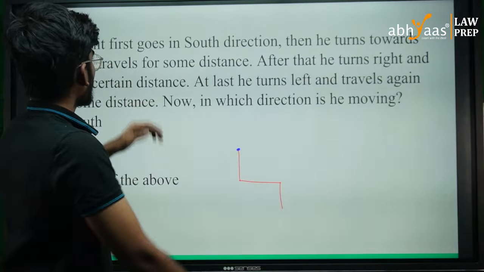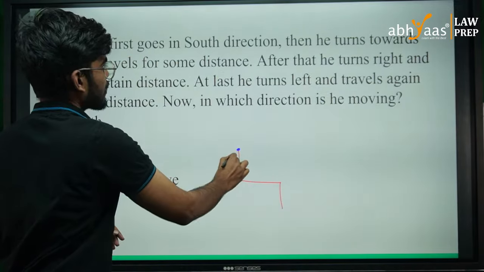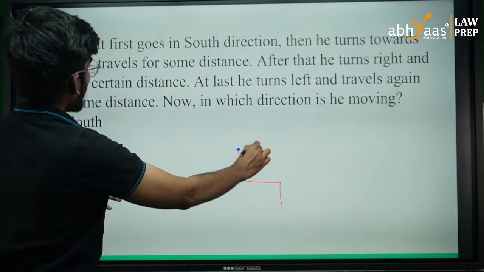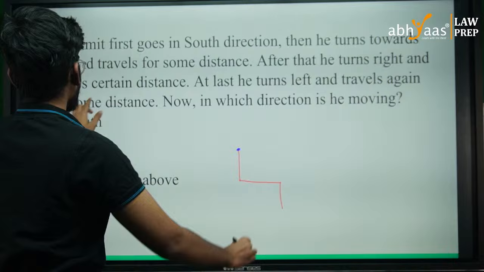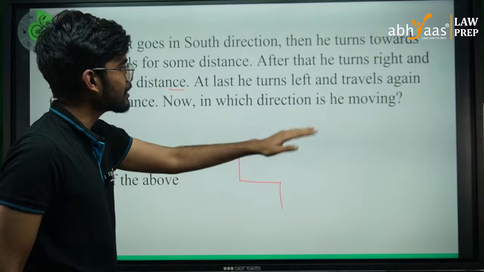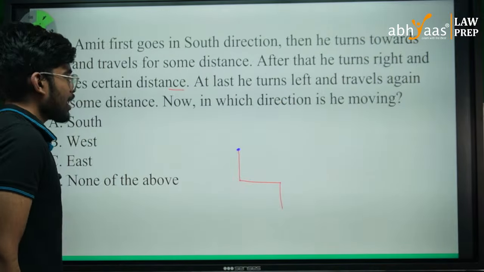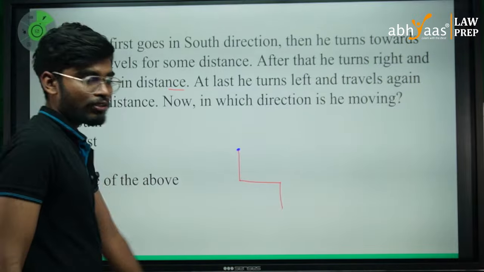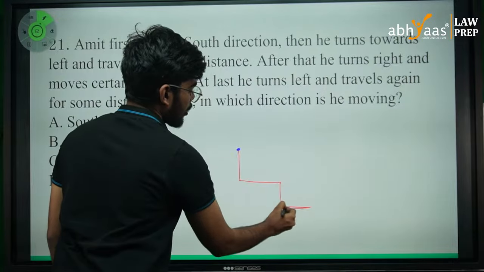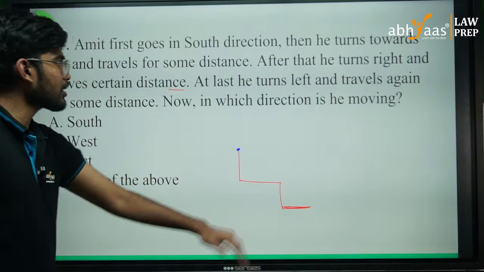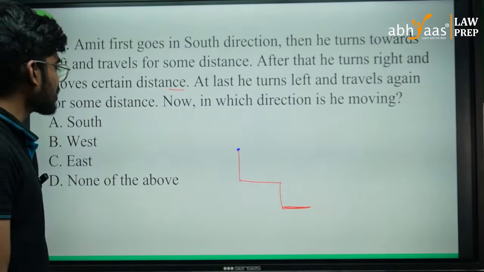Okay, I was confused. South direction and turns left and travels some distance. After that, he takes a right turn and covers a certain distance. At last, he turns left and travels some distance. Left again. He's facing towards south and taking a left turn. That means he'll be traveling that side. Now, in which direction is he moving?